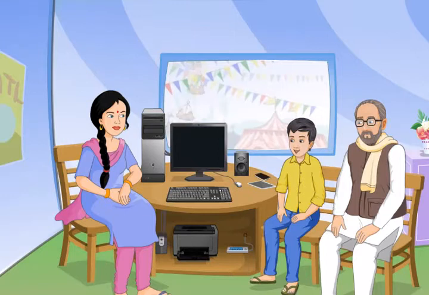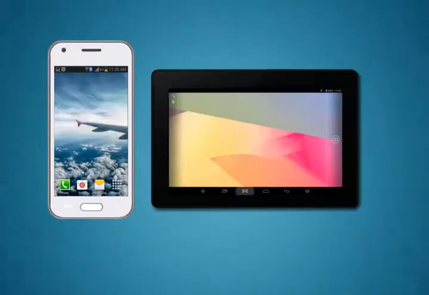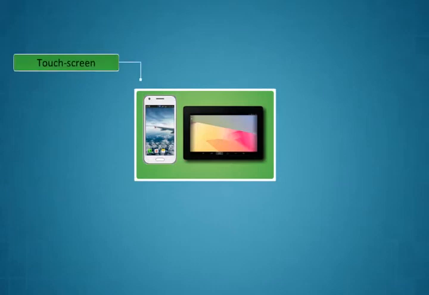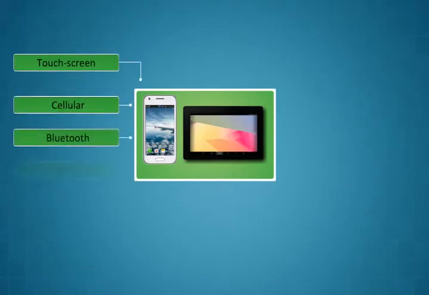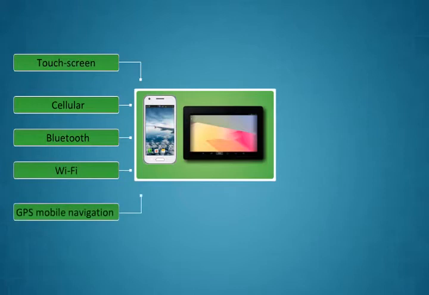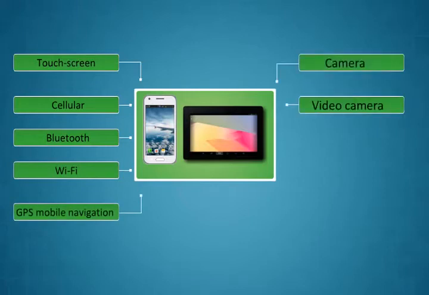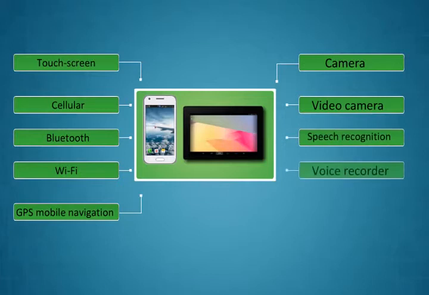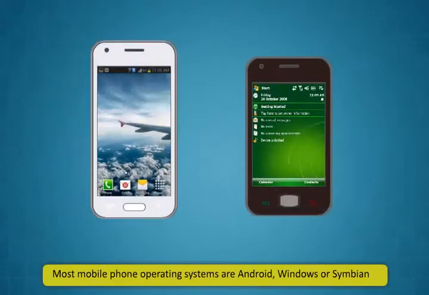Didi, do mobile phones and tablets also have operating systems like computers? Yes, Rohan. Nowadays, mobile phones or tablets combine the features of a personal computer's operating system with other features including touchscreen, cellular, Bluetooth, Wi-Fi, GPS mobile navigation, camera, video camera, speech recognition, voice recorder, music player, and other features. Most mobile phone operating systems are Android, Windows, or Symbian.